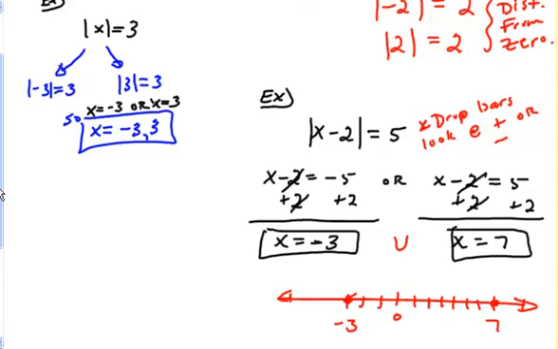Because let's test it. Negative 3 minus 2, if I tested it by plugging it back into x, negative 3 minus 2, what do I get? Negative 5. Absolute value of negative 5, is that 5? Absolutely. Now try your 7 minus 2. If you plug it in for the x, what do I get? Positive 5. Absolute value of positive 5? Okay, it's 5. Perfect. Chelsea.